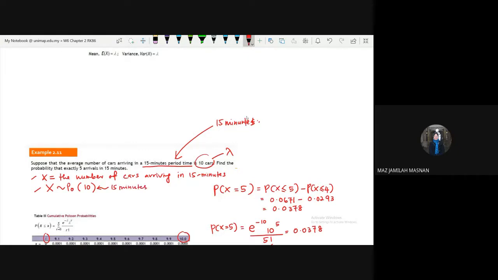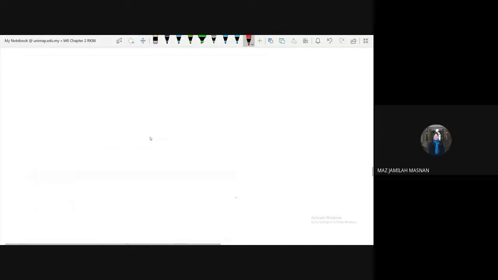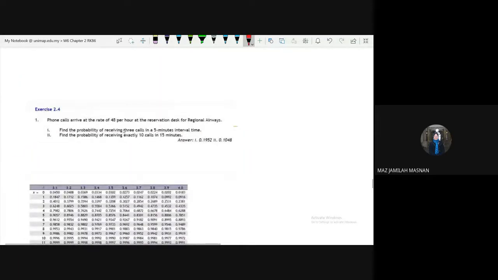Now, what is interesting about Poisson is that we may ask you, instead of within 15 minutes, the next question would be in 5 minutes. So what happens if the question refers to the same situation, but now the interval changed from 15 minutes to 5 minutes? So this is what happened in your exercise 2.4. Now let us look at 2.4 before we stop.